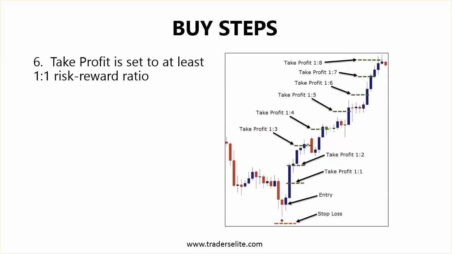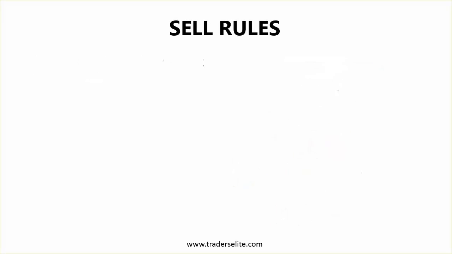And step 6, take profit is set to at least 1-to-1 risk reward ratio. You can set hard targets on this, or you can lock in profits as you go. There are a number of different trailing methodologies you can use. You can also use specific resistance levels that are recent in the marketplace. So you want to be able to lock in profits before the price gets to those resistance levels.